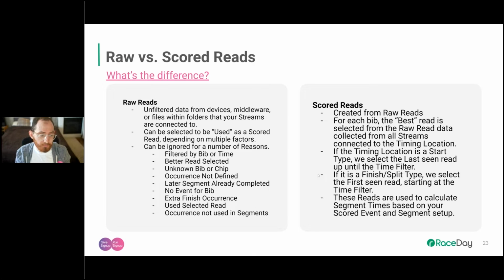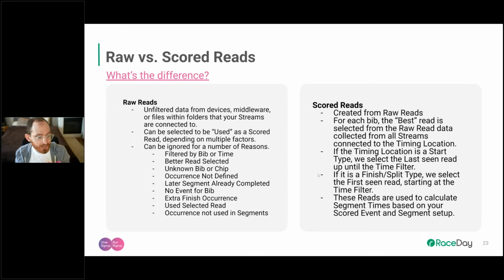So raw reads can be ignored for a variety of reasons. They can be filtered by bib or time. That means basically that your time filter is saying, hey, this is outside of the range you provided, or on the timing location, you can also filter by bib numbers. It's outside of the bib number range you provided.